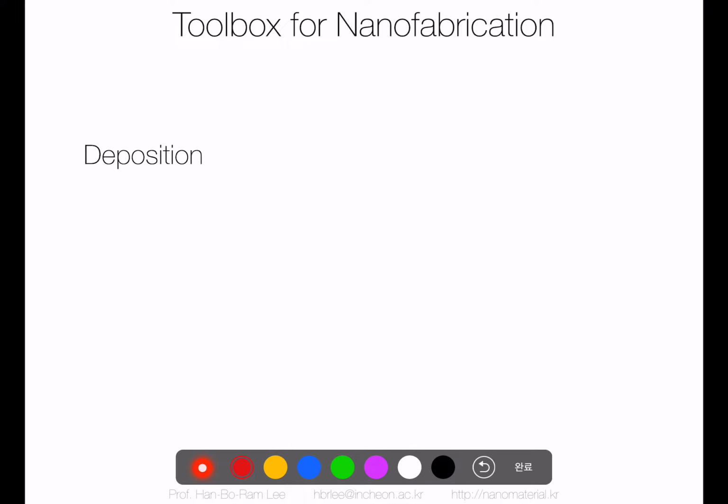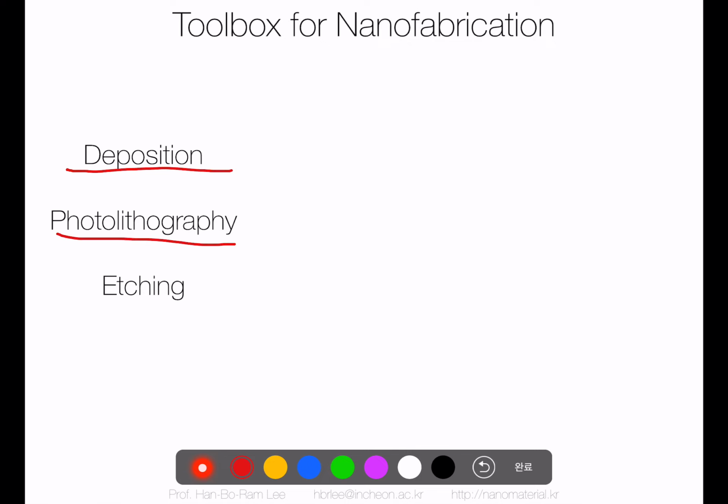Probably nanofabrication is composed of deposition and photolithography and etching. These are the process components. But I now believe ASD or the atomic crafting process can be a sub-process for future nanofabrication. This can be used like a toolbox.